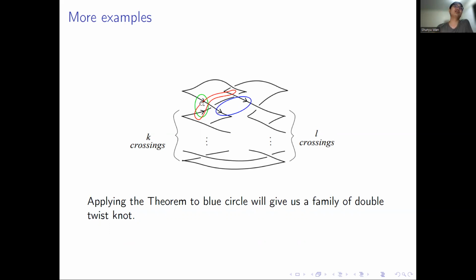Moreover, what if I do it on the red arcs? You can see in the red circle there are 3 parallel arcs, and if I add a 4 right-hand twist to all 3 of them, I will get another family of knots, and they also have different loss invariants by Theorem 5.